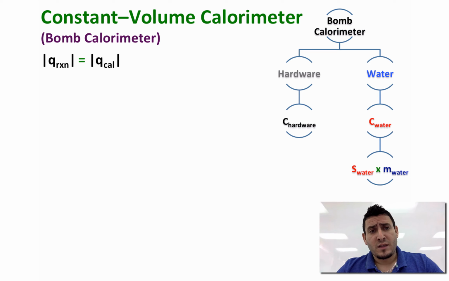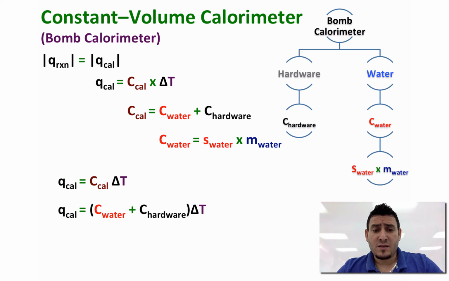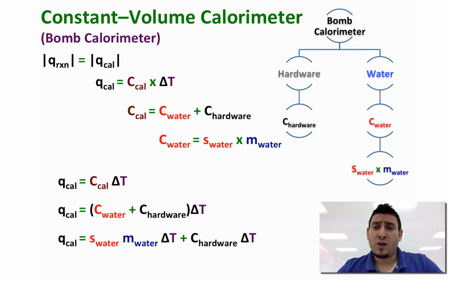So in this case, to calculate the heat released by the reaction, we can use the heat capacity of the calorimeter. The heat capacity of the calorimeter is equal to the sum of the heat capacity of water plus the heat capacity of the hardware. The heat capacity of water can be calculated from the specific heat capacity of water and the mass of water, and therefore we can say that the heat is equal to the specific heat capacity of water multiplied by the mass of water multiplied by delta T plus the heat capacity of the hardware multiplied by delta T.